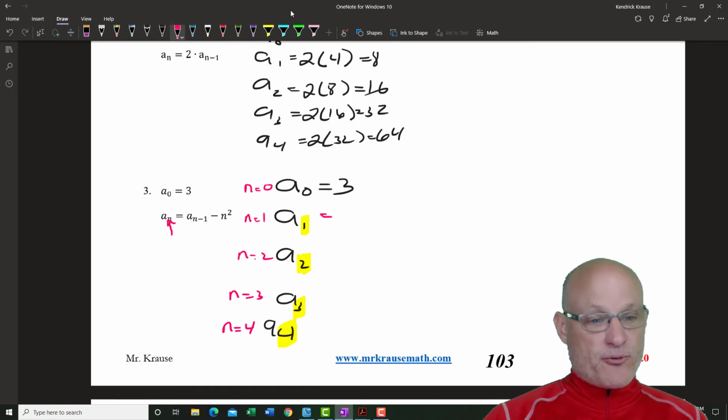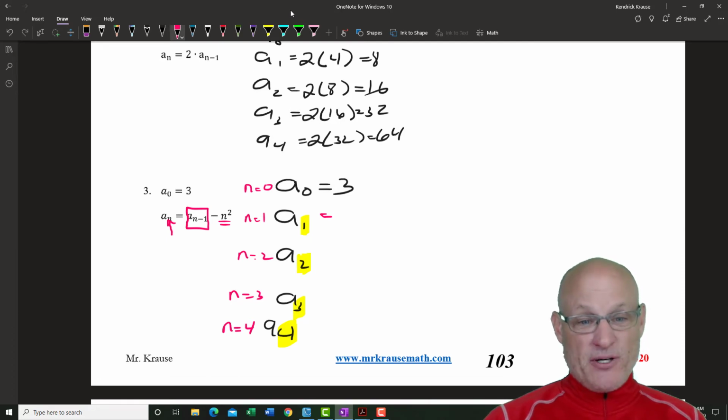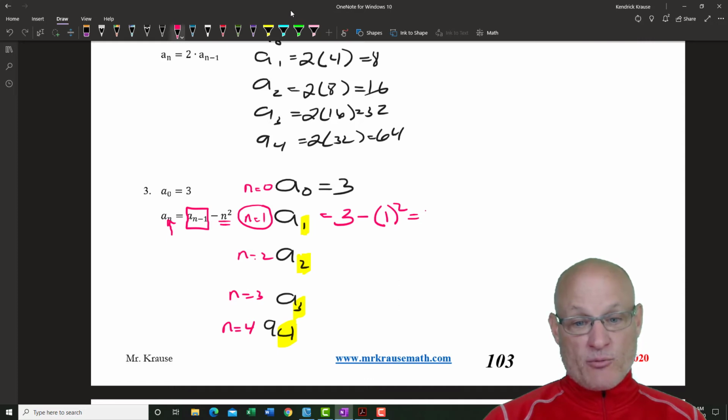It's going to say the previous term minus n squared. So the previous term in this case is 3 minus 1 squared. Now why 1? Because n is 1. So that'd be 3 minus 1, which would be 2. Now it says take the previous term and subtract off n squared. Well, this time n is 2. So 2 minus 4 is negative 2.